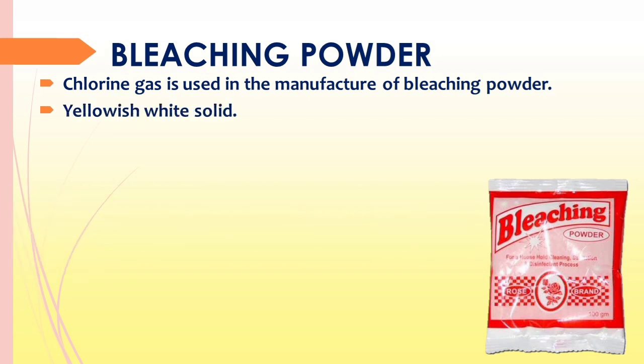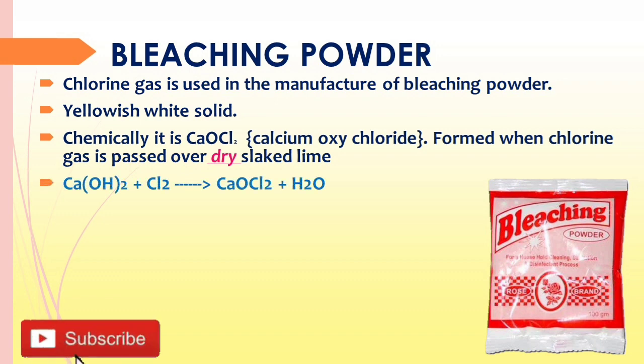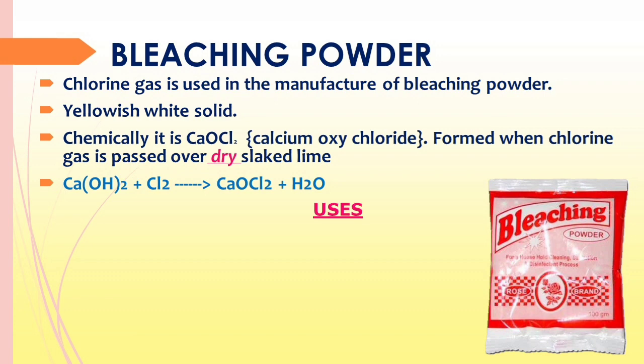The raw materials required for the manufacture of bleaching powder are chlorine gas and dry slaked lime. Bleaching powder is prepared when chlorine gas is passed through dry slaked lime. The equation for this reaction is Ca(OH)2 plus Cl2 gives CaOCl2 plus H2O. When exposed to air, it gradually loses its chlorine.